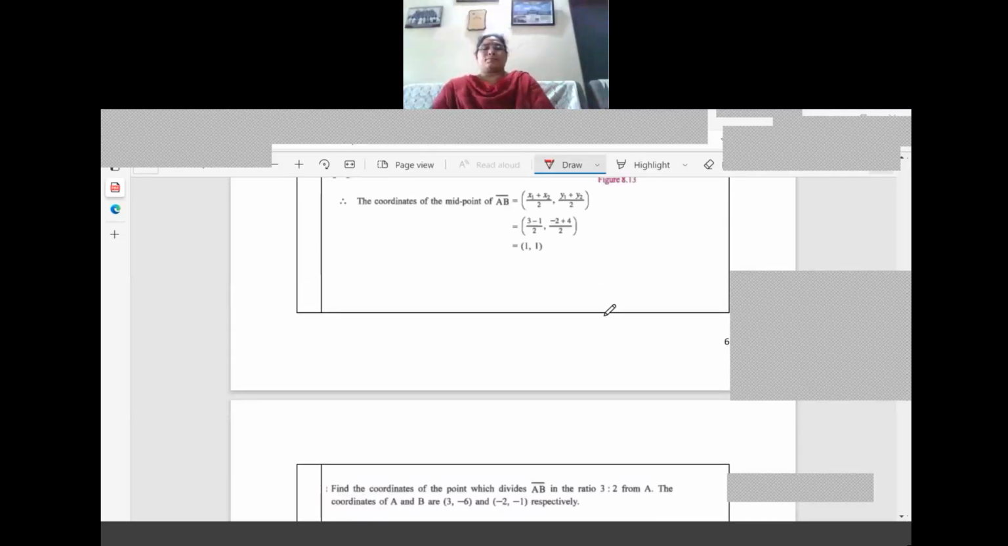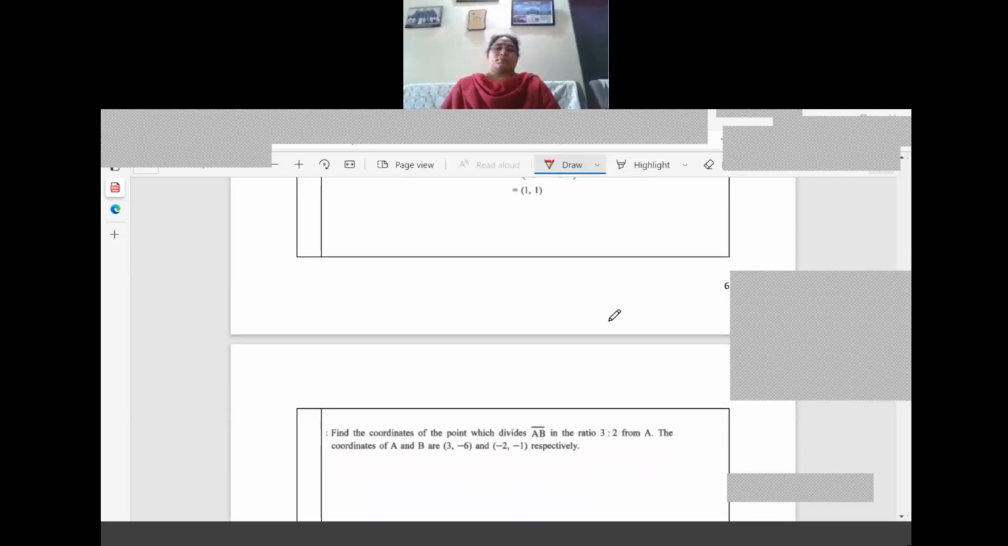Next question, try. Find the coordinate of the point which divides AB in the ratio 3 is to 2 from A. The coordinates of A and B are (3, -6) and (-2, -1). Always try with a diagram. Then it will be easy for you.